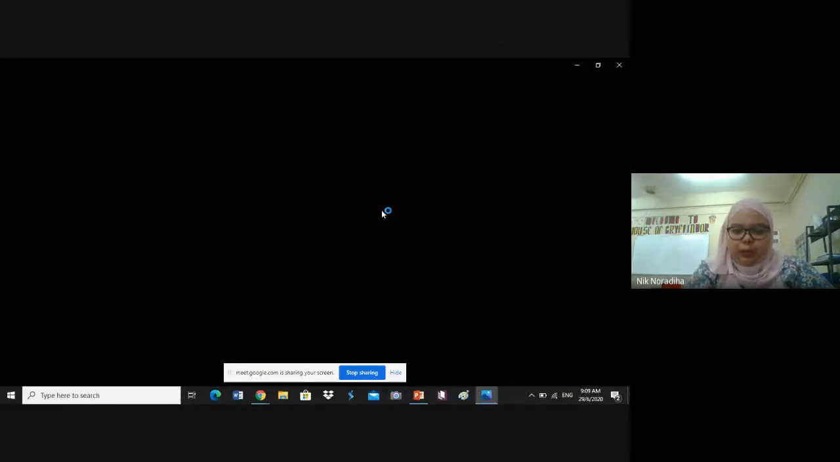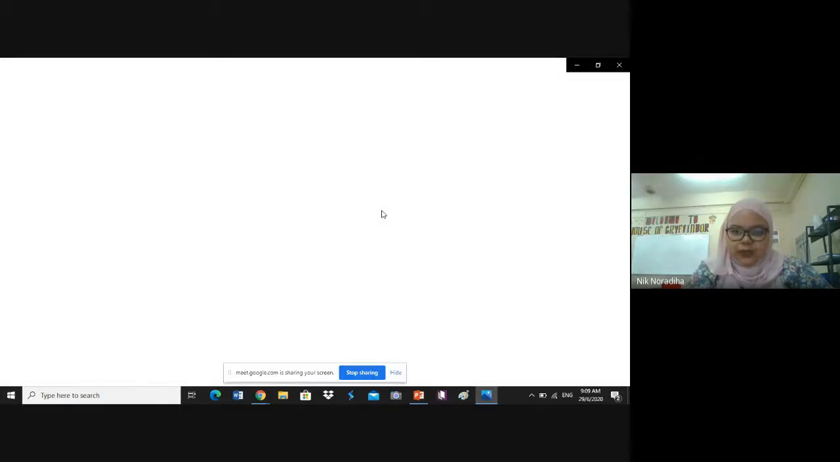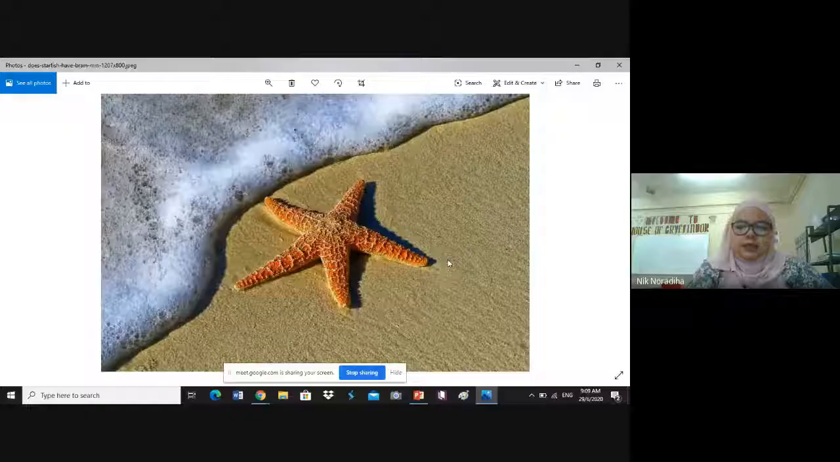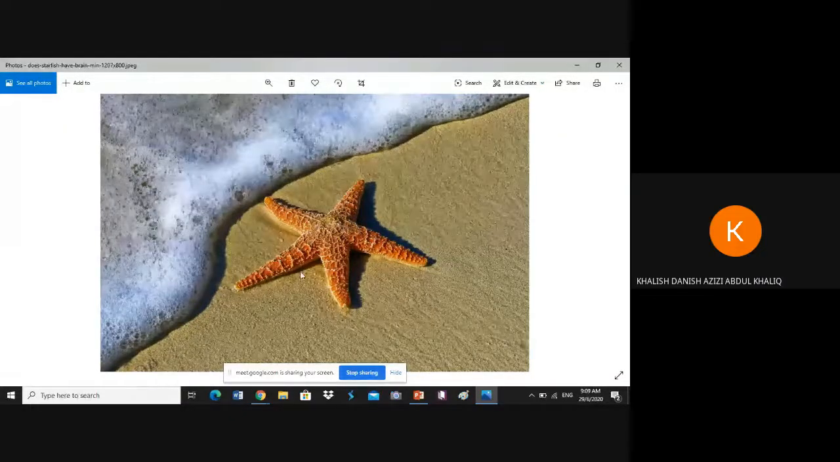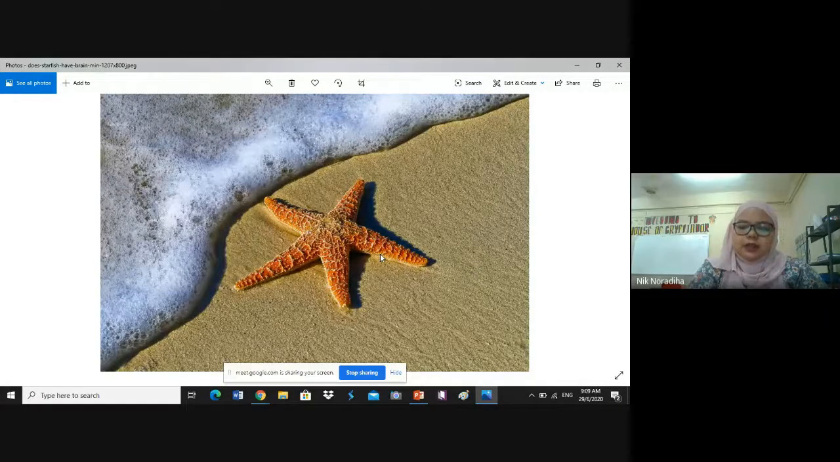Look at your screen now. Okay, I'm going to show you what a starfish looks like. For those who don't know what a starfish is, this is actually a starfish. This is in the aquarium. Is it outside of the water? Yes, it's outside of the water.